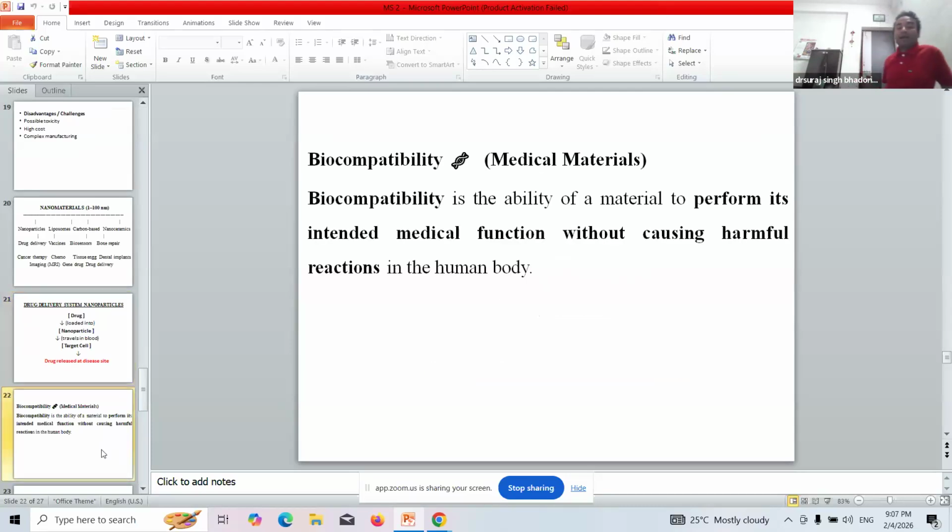Next is biocompatibility. Biocompatibility of medical materials is the ability of materials to perform their intended medical function without causing a harmful reaction in the body. So biocompatibility is generally the ability of a material to perform its specific action without any harm, without any ADR, in the human body. This is the medical material.